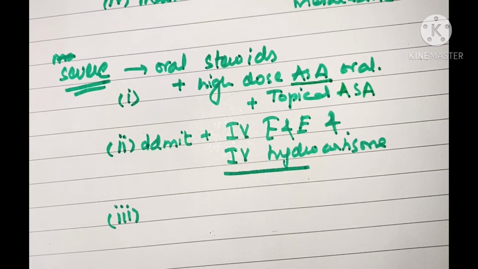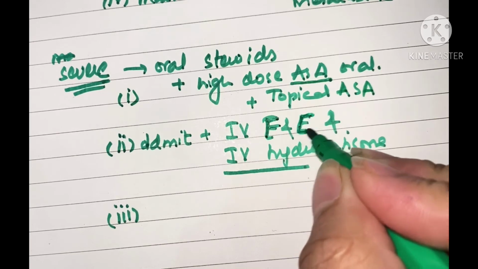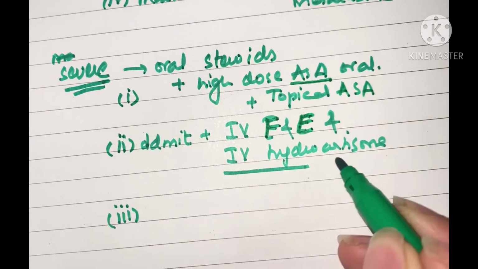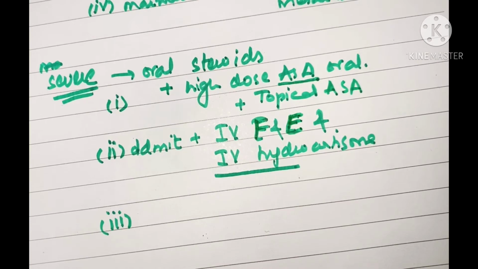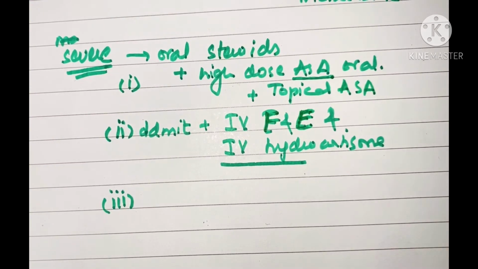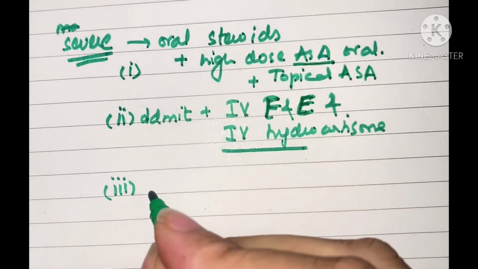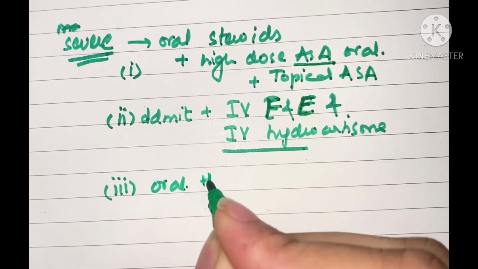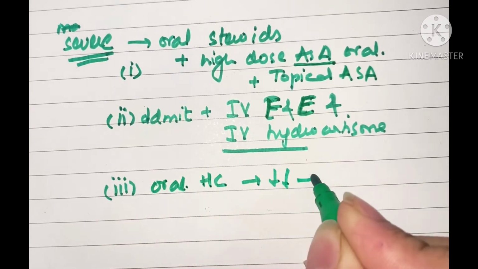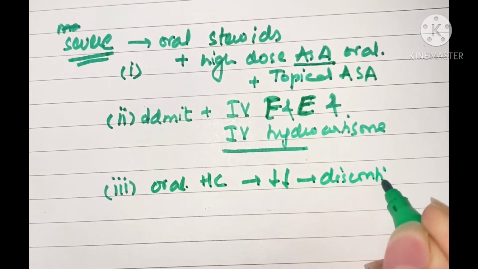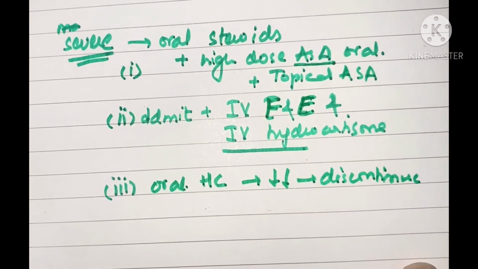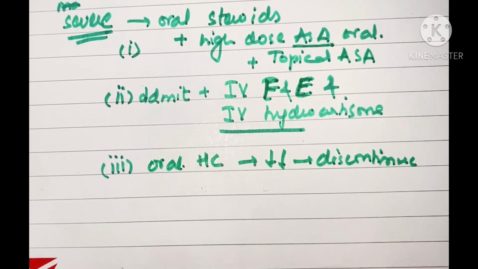We will now admit that patient and give IV fluids and IV electrolytes, and IV steroids, IV hydrocortisone. Now we know that we can't continue the IV medications for a long time. So once the patient is responding to IV medication, we'll give the same dose of oral hydrocortisone, then gradually taper it down, and then discontinue the steroids. This is the therapy that we give in case of severe disease.